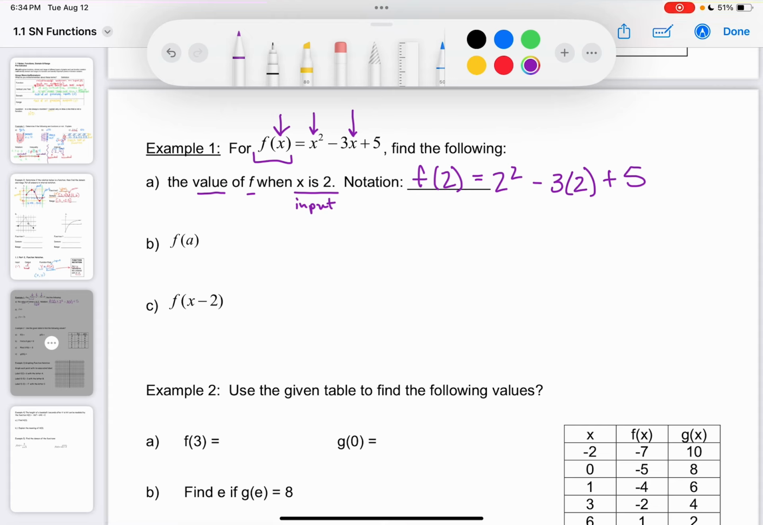And now it says, what's the value of f? So we need to actually solve this. So 2 squared is 4. 3 times 2 is 6, plus 5. So we've got 4 minus 6 plus 5. 4 minus 6 plus 5 equals 3. There's my solution.